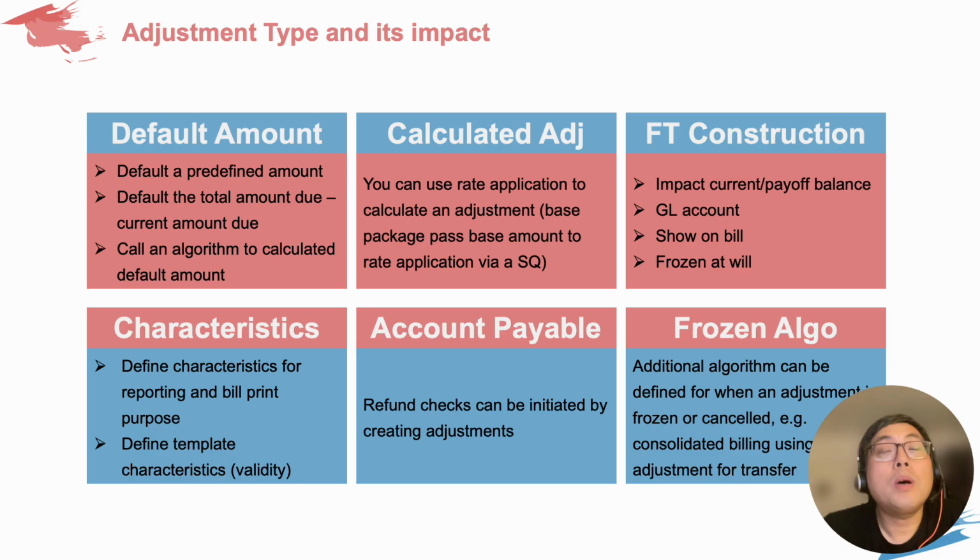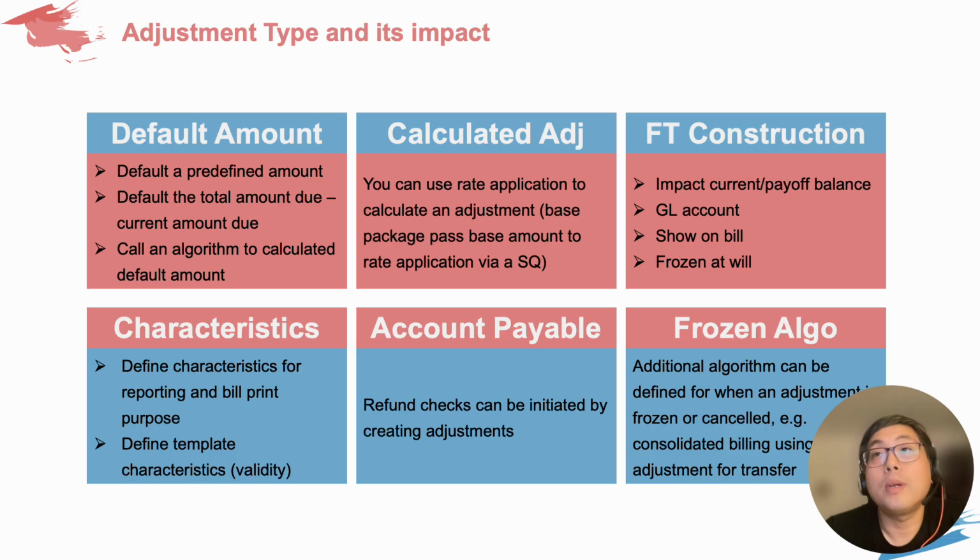Accounts payable. Adjustments can be interfaced with accounts payable directly. For example, refund checks can be initiated in C2M by creating adjustments. Frozen algorithm: an additional algorithm can be defined for when an adjustment is frozen or cancelled.